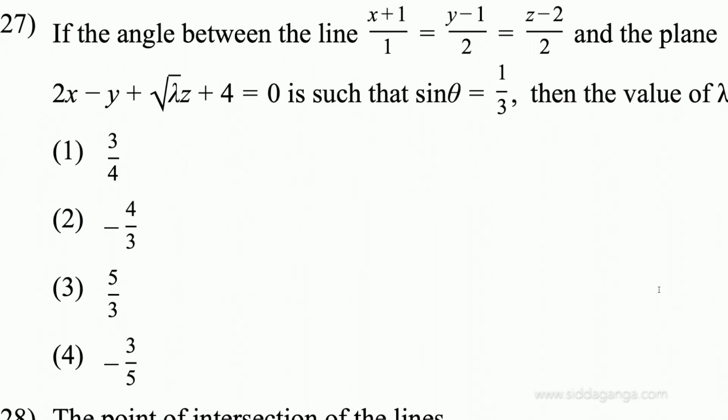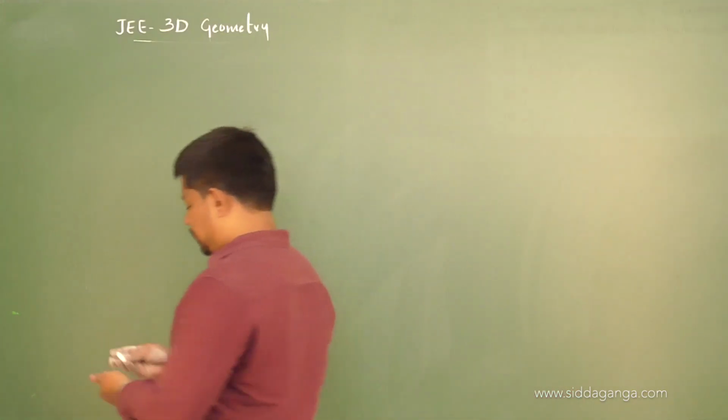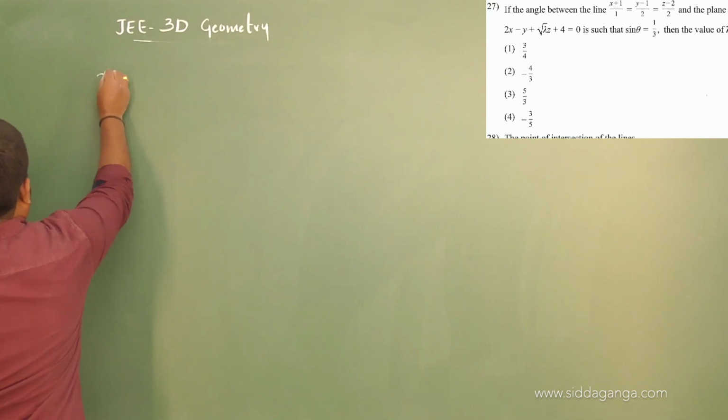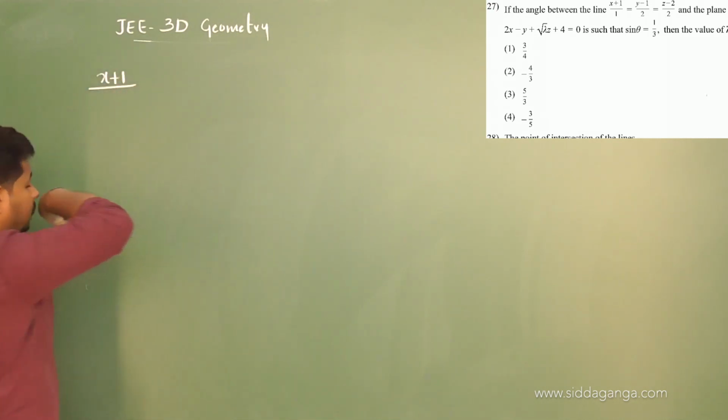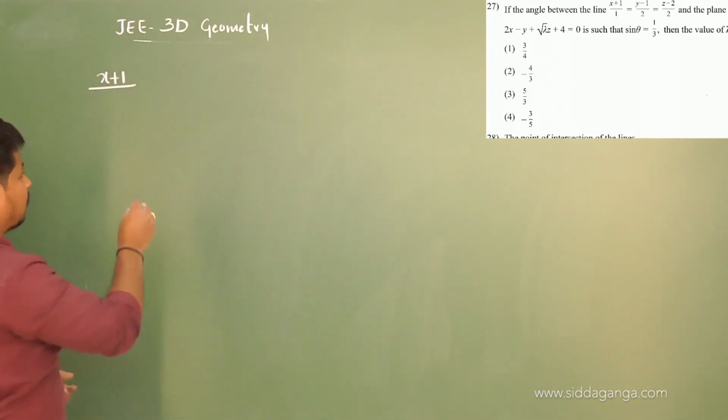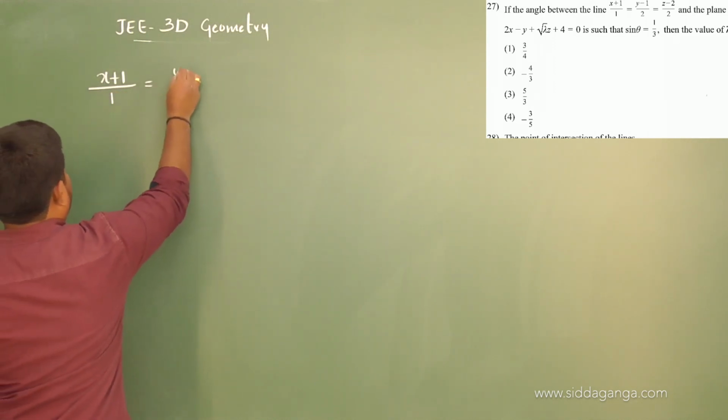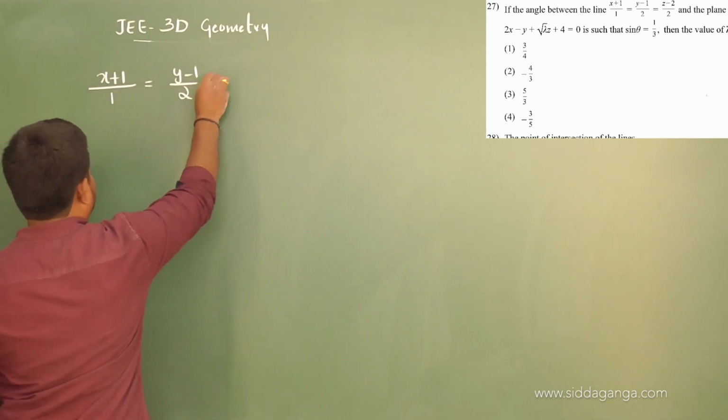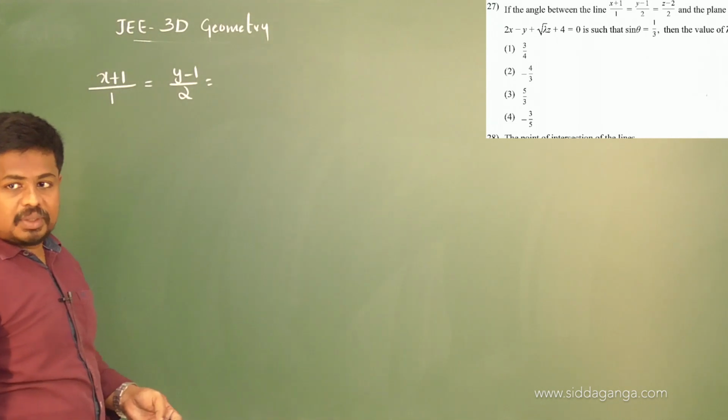So we observe that lambda is the coefficient of z in the given plane. Okay, so it is a simple one. We know the angle between a line and a plane. Yes, here we have the line x plus 1 by 1, y minus 1 by 2, this is equal to z minus 1 by 2.